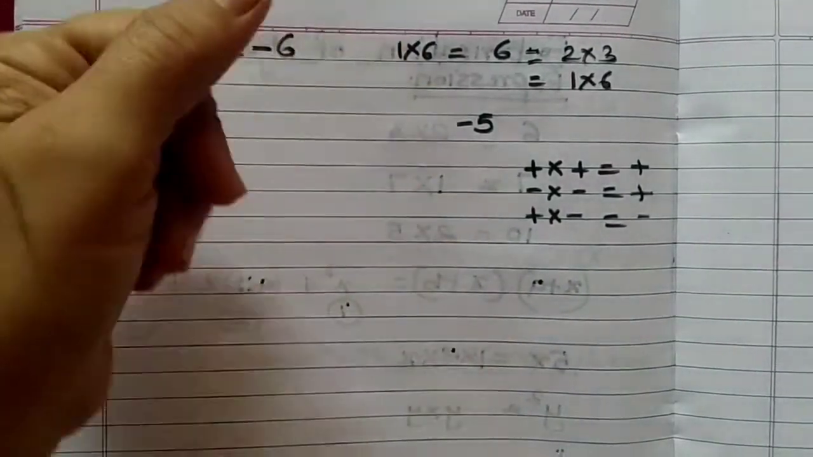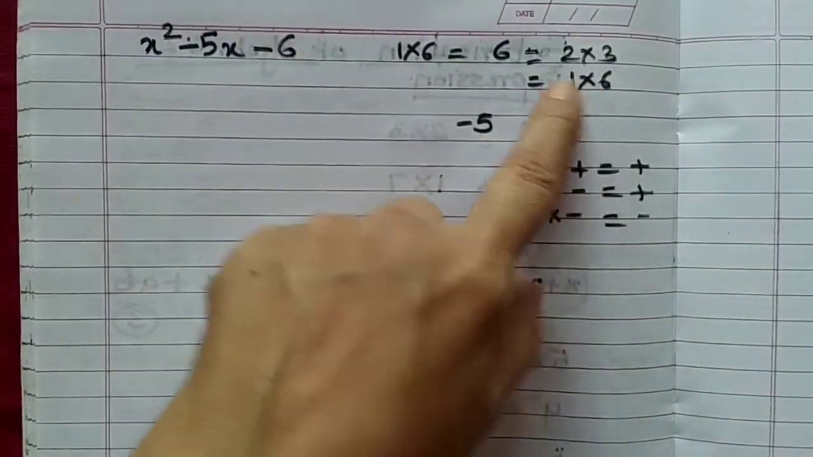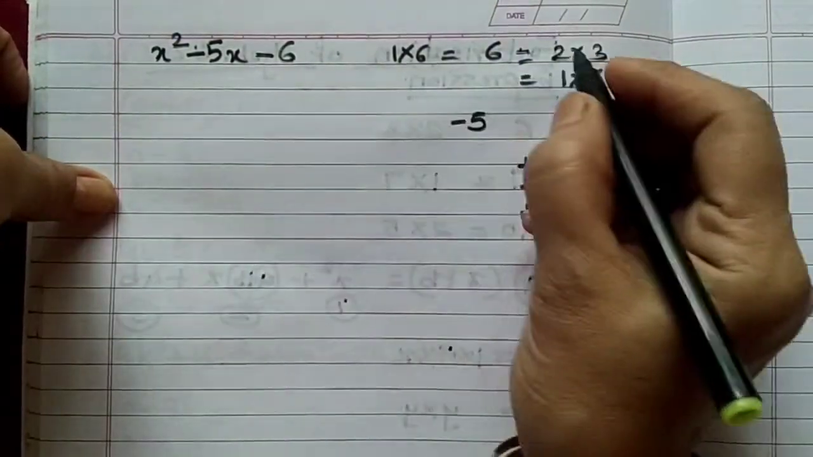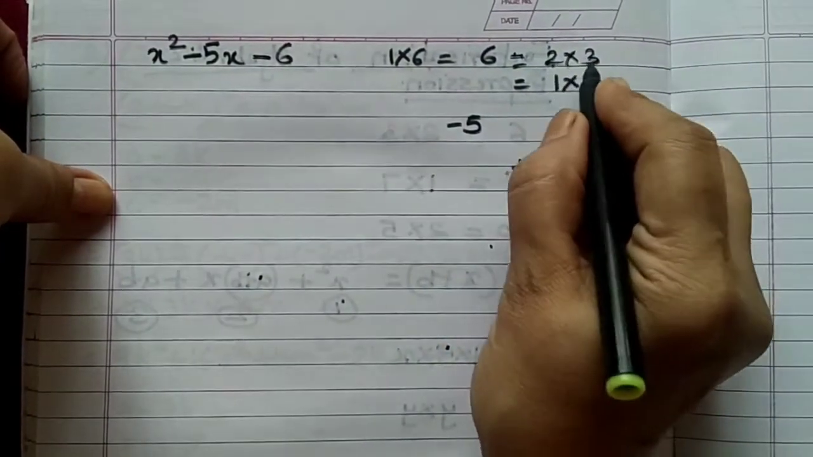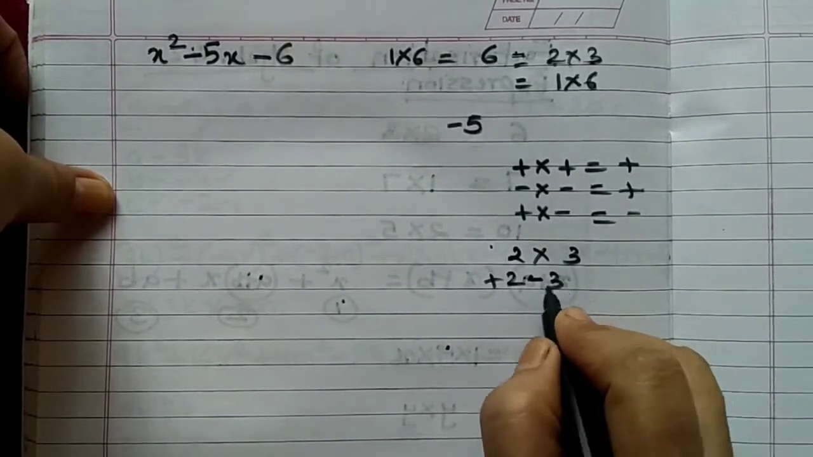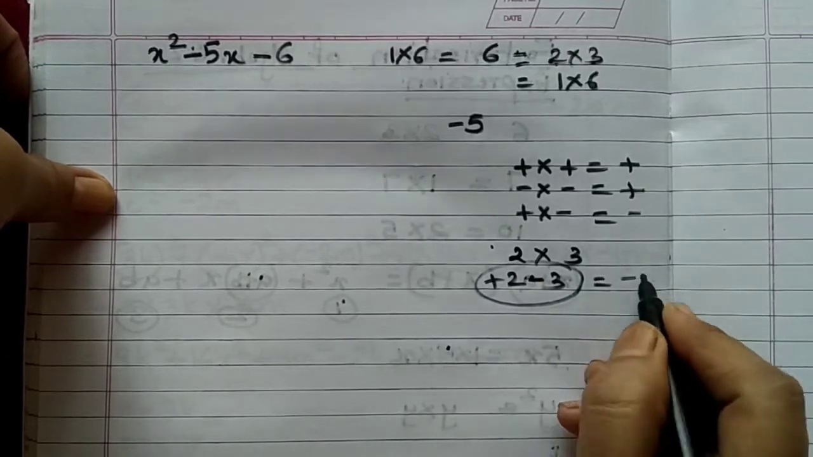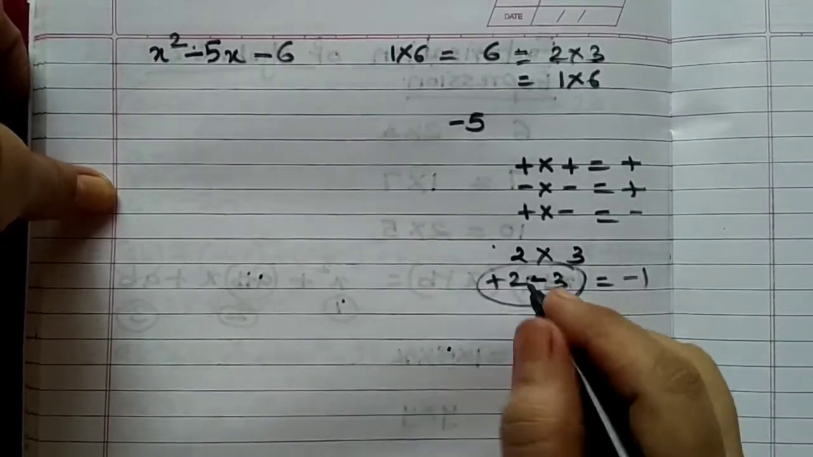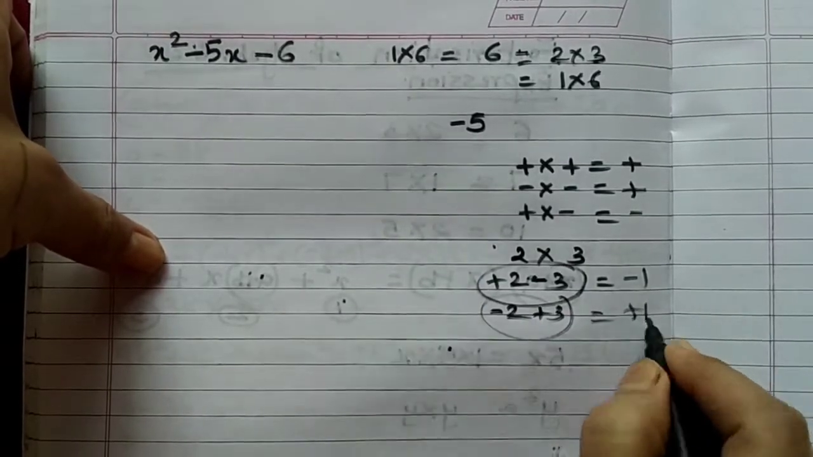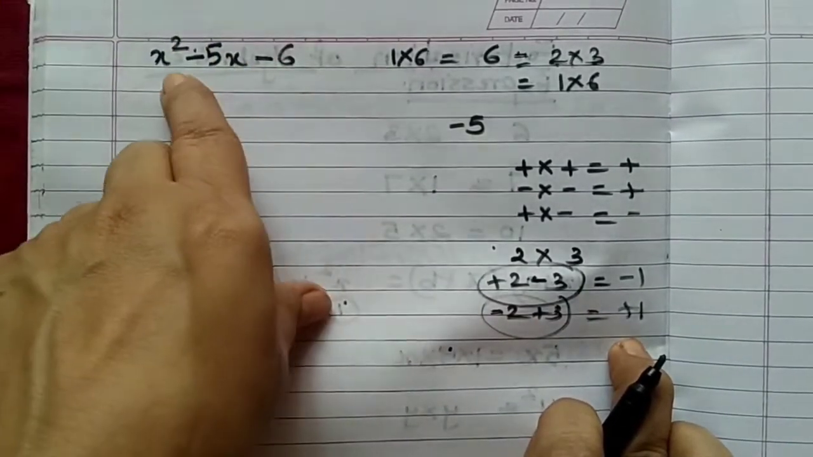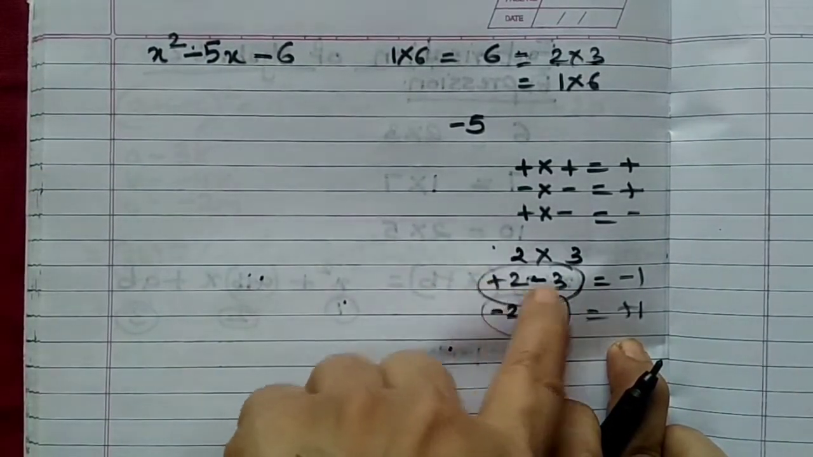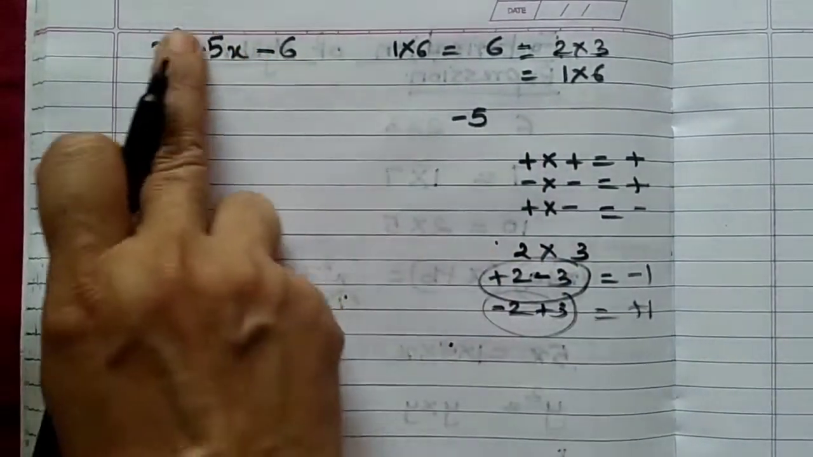Now, which to be taken as plus? Can I take plus 2 and minus 3 or minus 2 and plus 3? Now let us see. If I take this 2 and 3 as plus 2 and minus 3, when I do the addition, the answer will be minus 1. If I take minus 2 and plus 3, when I do the addition, the answer will be plus 1. But what do I want the answer as? Minus 5. So my 2 and 3 is not correct for this sum.